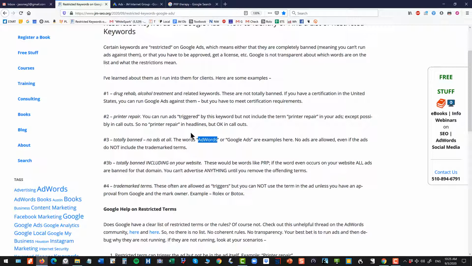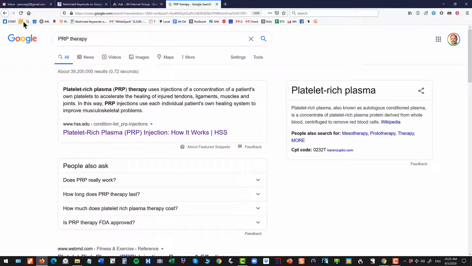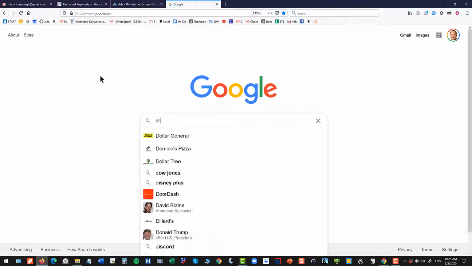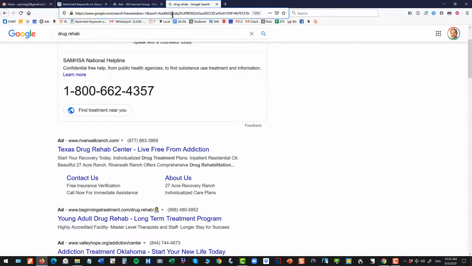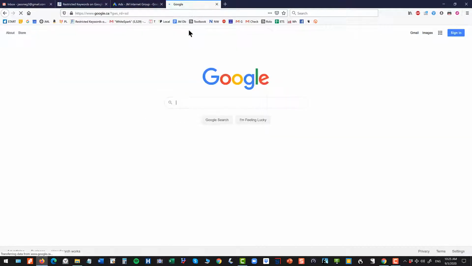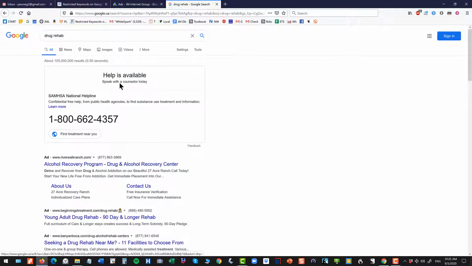Now, there are other types of restrictions. So let's look at the term drug rehab. If you put in drug rehab, if you're in the United States, you will be able to see ads. The people who have an ad like this Riverwalk Ranch have gone through an approval process and been approved to run ads on Google by validating that they're a legitimate treatment center. In other countries like Canada, if you put in drug rehab, now I'm not physically in Canada, so it may show ads. If you were in Canada or you use a service to spoof your address, no ads are allowed for this term.